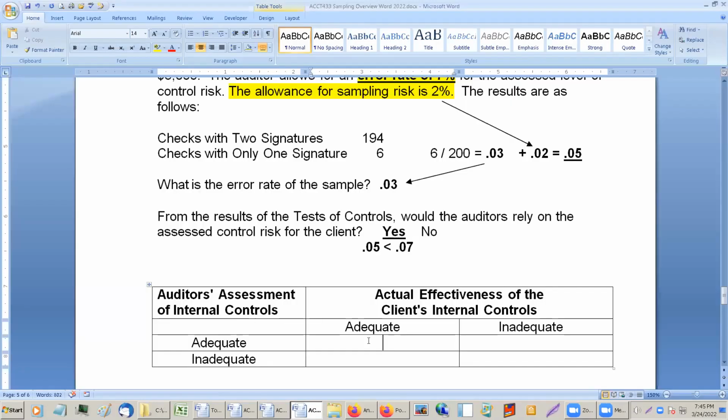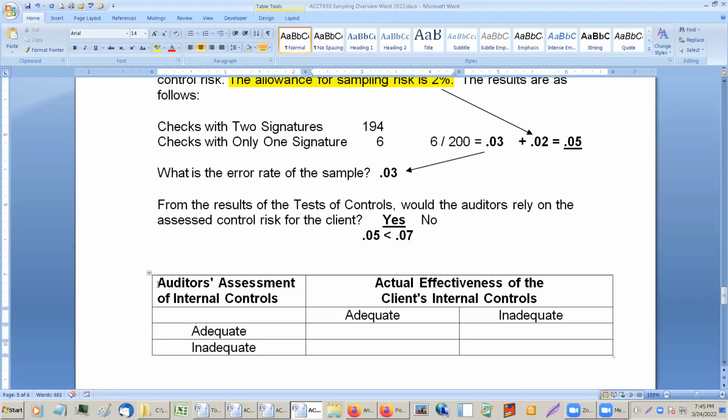You could think the population is good. You pick your sample and it's below what you would deem as a problem, and so you say, oh, okay, everything's okay, when actually it's not. So the actual population versus the sample is when you can run into problems, and that's kind of what this table is looking at here. So here's the auditors.